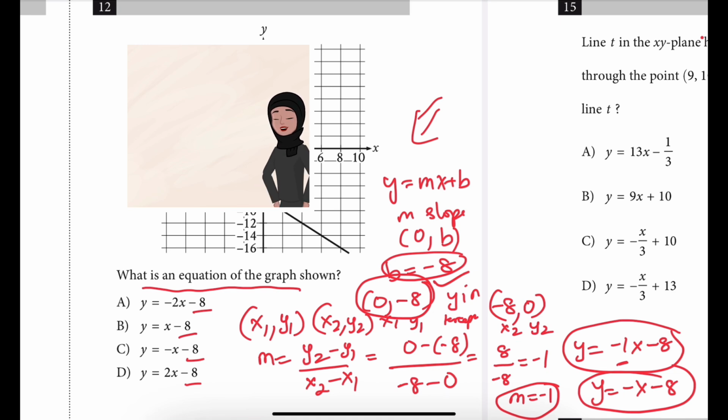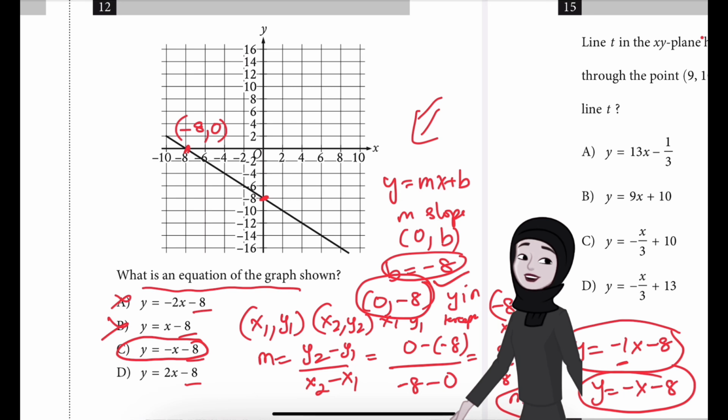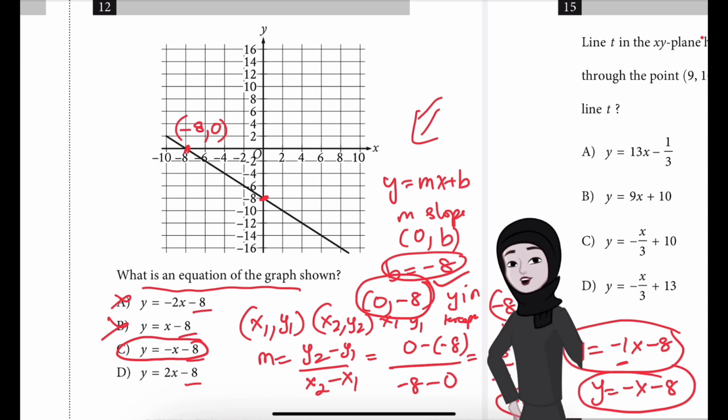So we can see that choice C is the one which is having negative 1 as the slope and negative 8 as the y-intercept. So that is the correct answer. A is obviously incorrect because over there negative 2 is given as the slope, which is not correct. B is also incorrect because it's showing the slope to be positive 1, which is not correct. D is also incorrect because the slope is shown to be 2. So I hope that's clear.